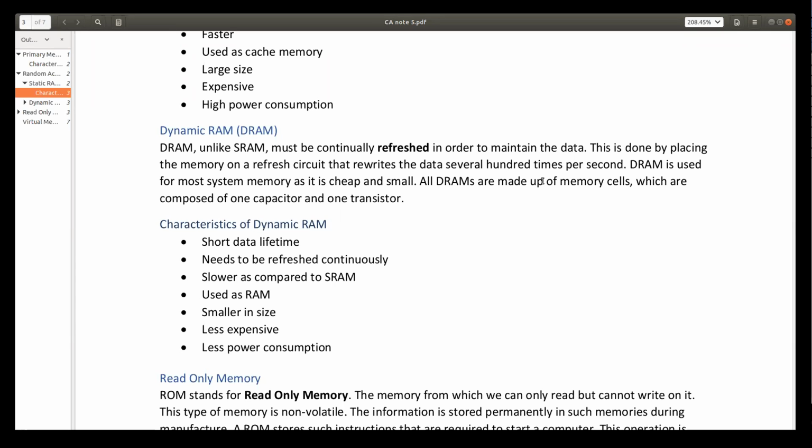So the question may come: why does dynamic RAM need to be refreshed periodically? The answer is, as dynamic RAMs are made up of capacitors, and the basic nature of capacitors is that they need to be refreshed periodically, dynamic RAM needs to be refreshed periodically to maintain the data.